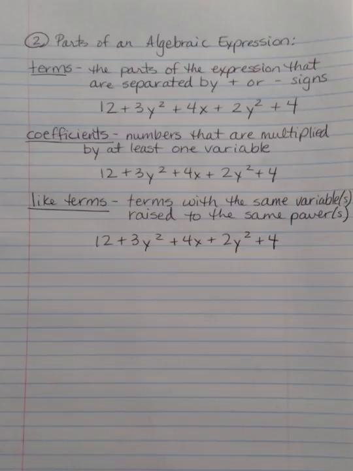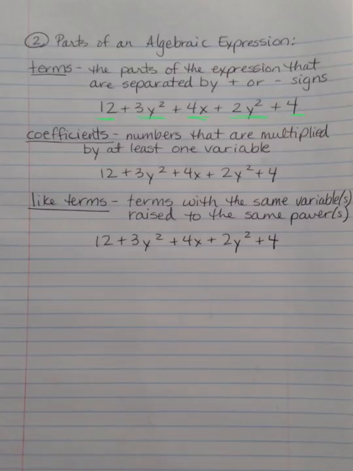So we're going to use the same expression in all 3 definitions, and I'm going to show you the difference. So terms are the parts of the expression that are separated by a plus or minus sign. In this case, the 12 and the 3y squared are separated by an addition sign, so they are terms. Then the 4x is separated by an addition sign, so it is a term. The 2y squared is separated by an addition sign, so it is a term. And the 4 is separated by an addition sign. So in this case, you have 5 terms in your expression.